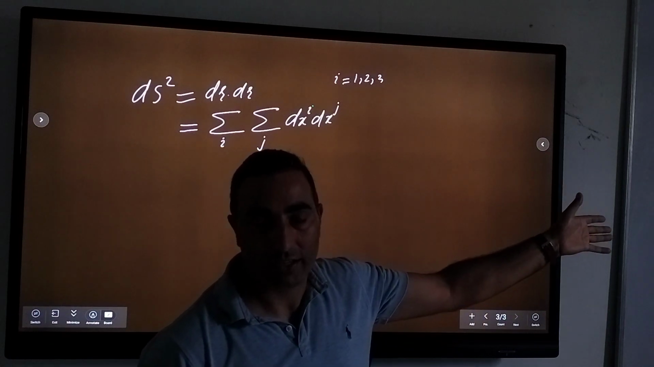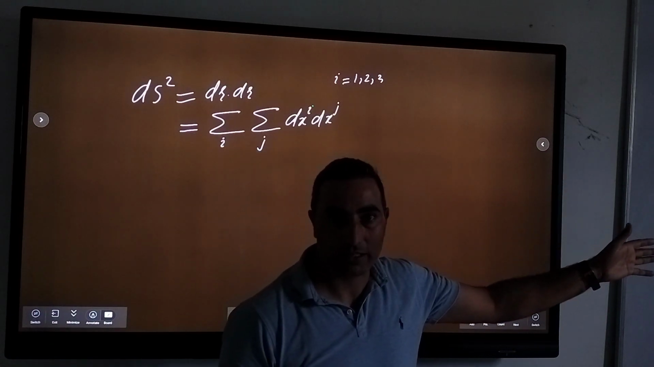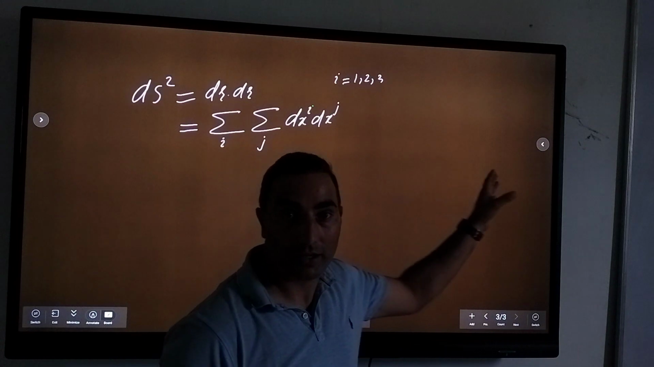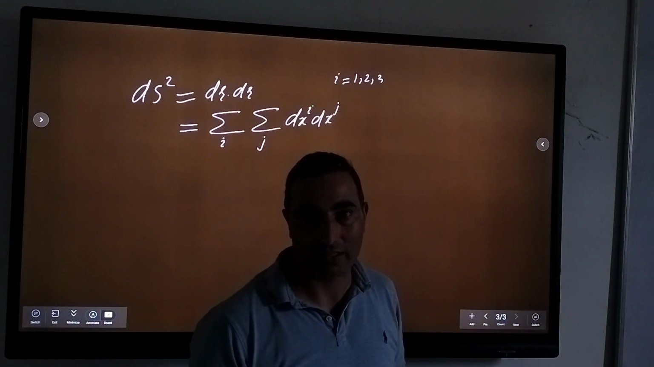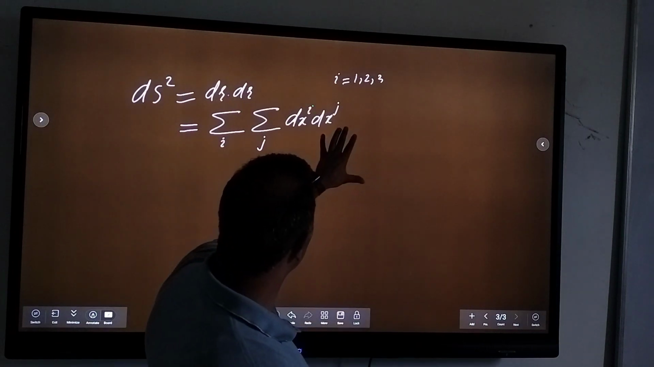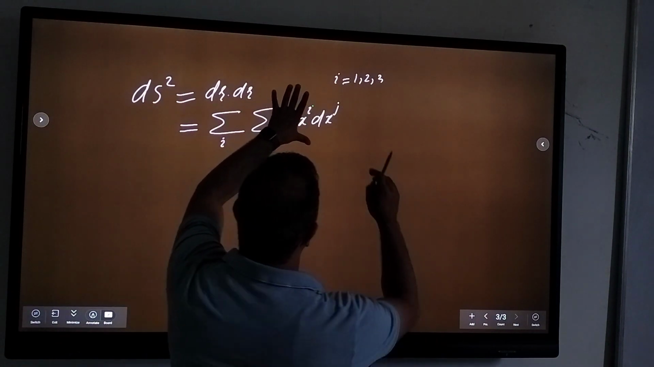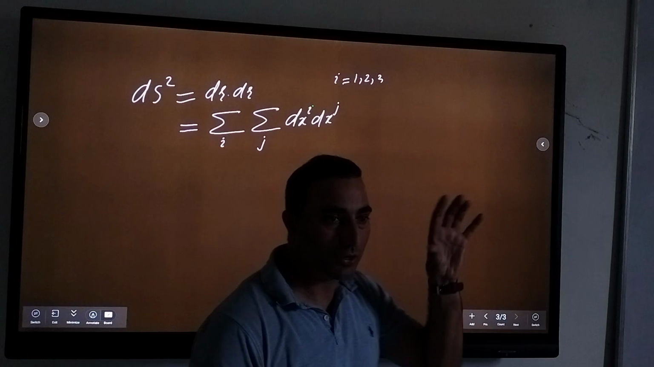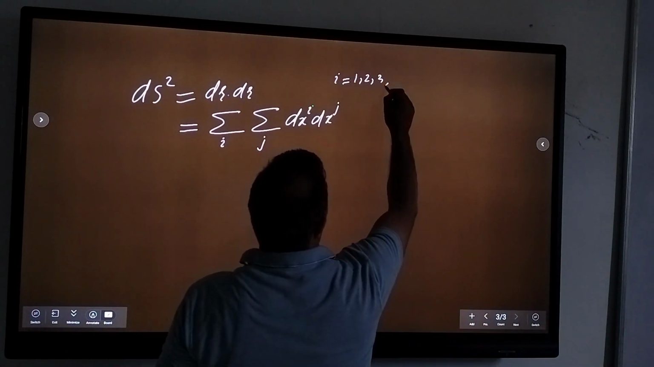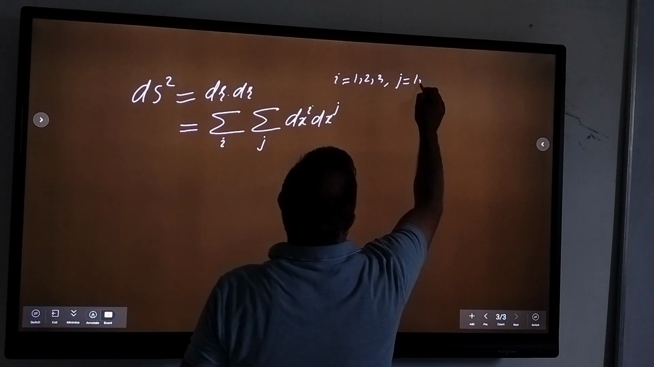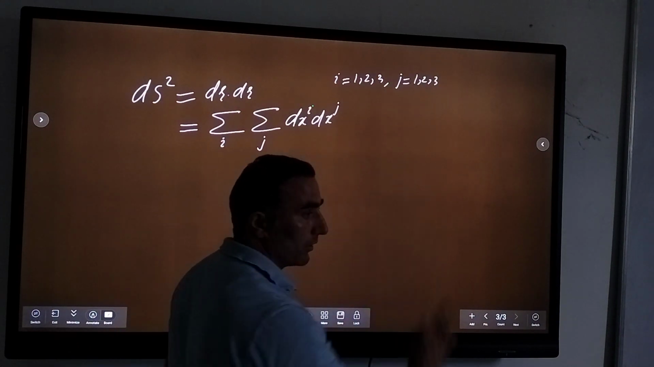In rectangular coordinates, for different values of i equal to 1, 2, 3, that corresponds to our dx, dy, and dz components, right? So if I take all possible values here and expand this, it gives the values of this i and j, because i runs from 1 to 3.